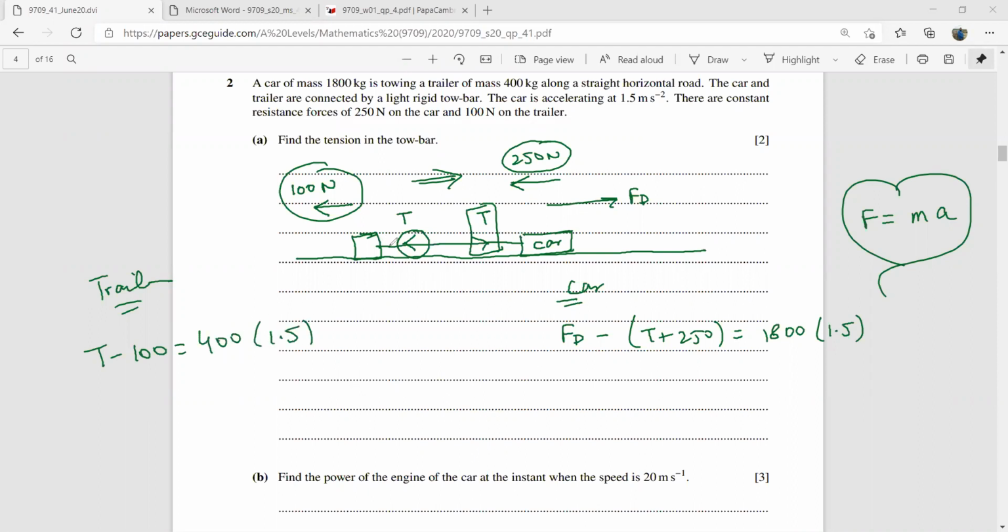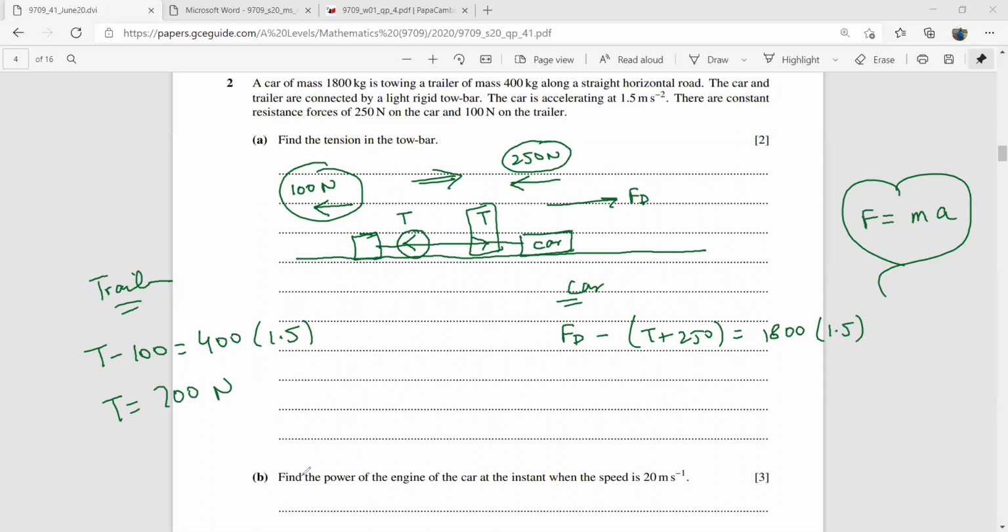Now please remember one more thing: as long as the tow bar or the string is taut, both the connected particles will have the same acceleration and the same speed, provided they are going on a horizontal track. So their acceleration is going to be the same. This way you can determine T to be 700 newtons. Let me complete this question.